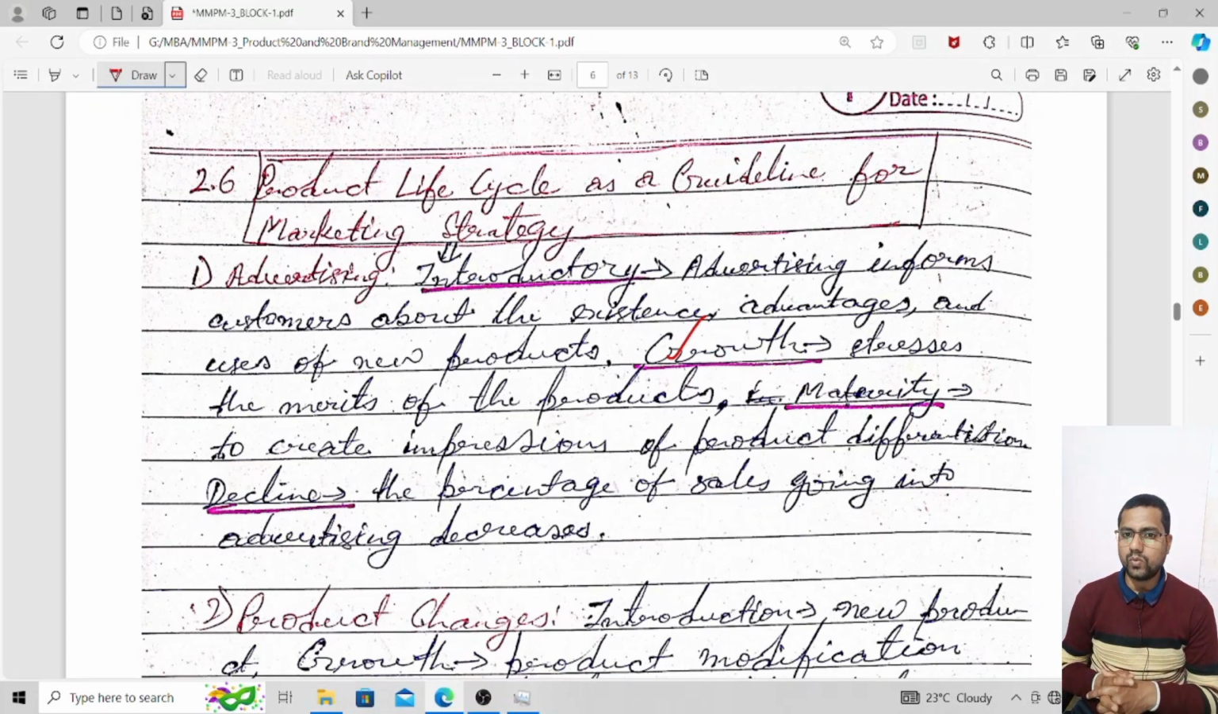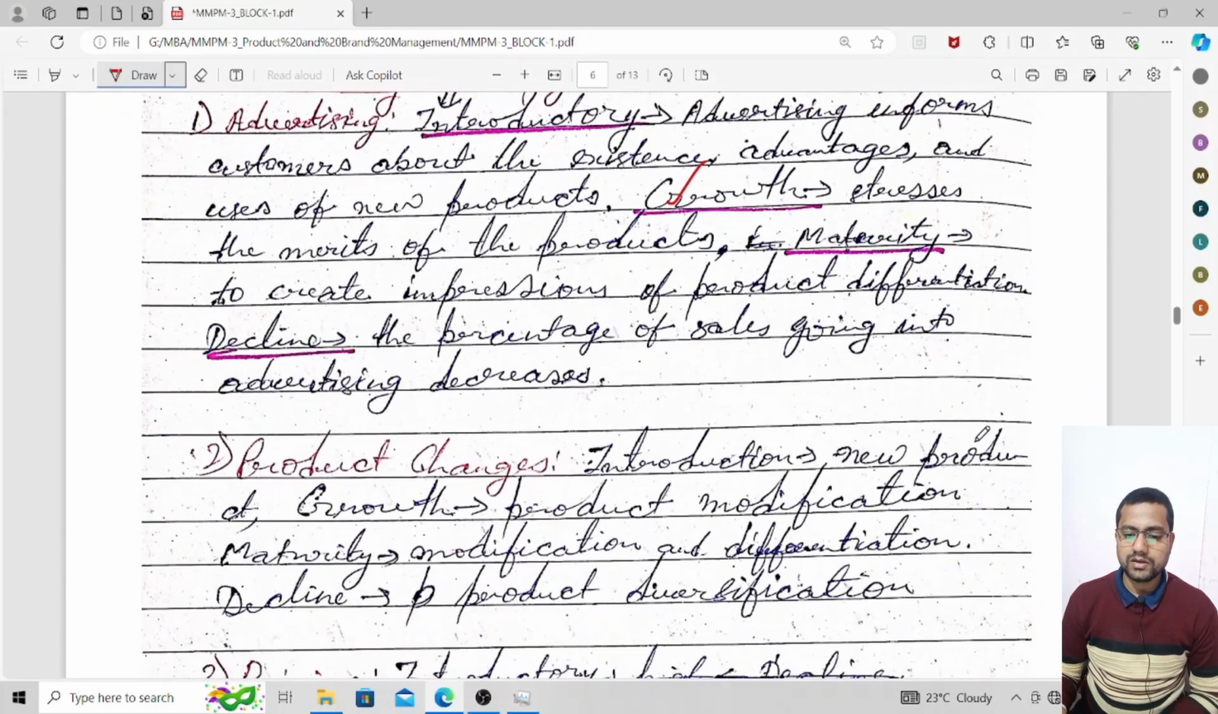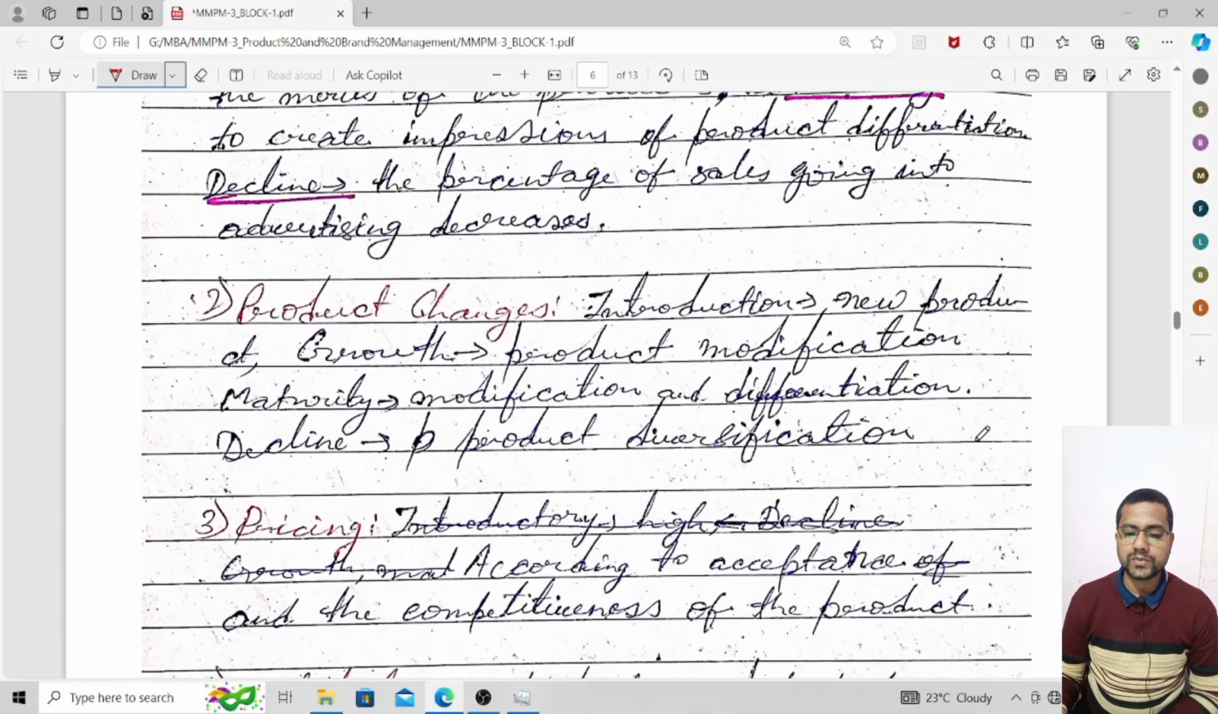So the strategy should be to decrease the percentage of sales going into the advertising. Why? Because in the decline stage, there is a need for change or product modification. So doing more advertising is not going to benefit the product. That's why there is need for decrease in the percentage of advertising budget in the declined stage. So that's what is given there.